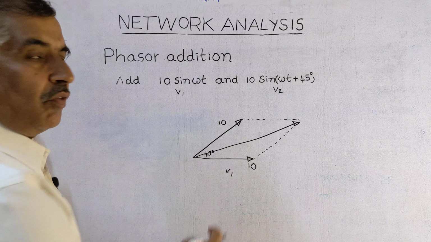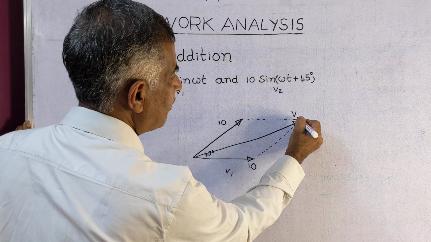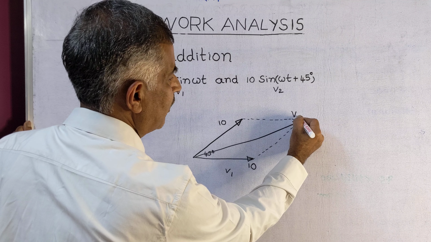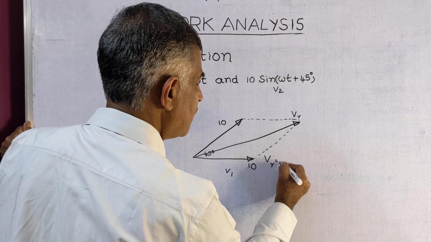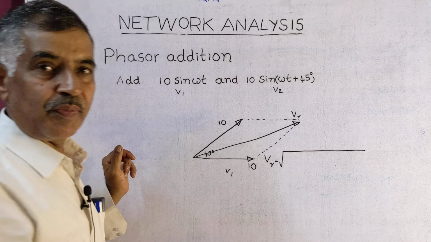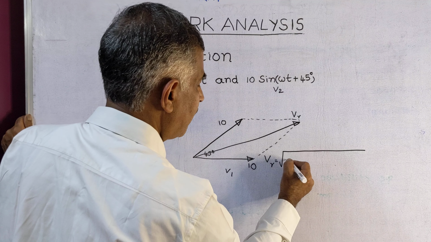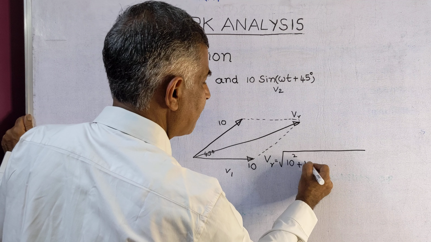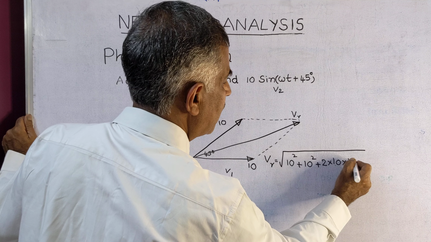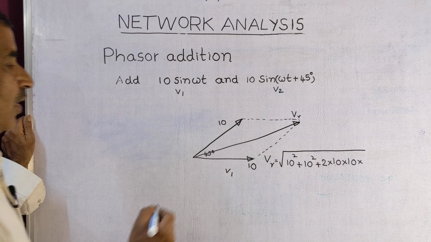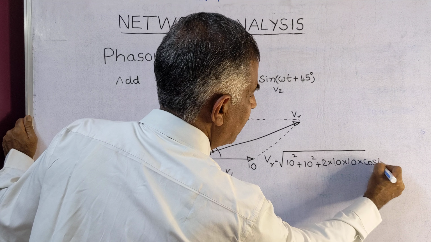Now we have to add using the parallelogram law. The resultant is the sum of these two waveforms, VR. VR is given by this noted formula, which applies to the parallelogram: root of 10 squared plus 10 squared plus 2 into 10 into 10 into cos 45 degrees, since this angle is 45 degrees.